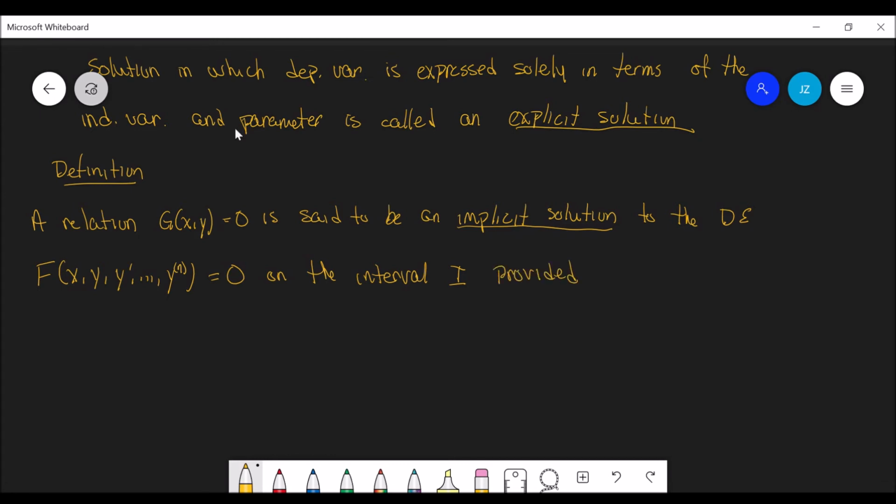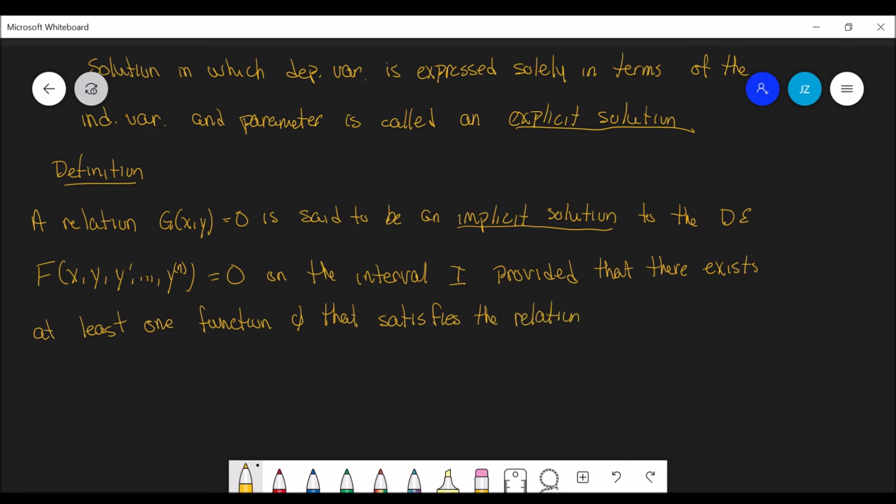provided that there exists at least one function, phi, that satisfies the relation as well as the differential equation on I.